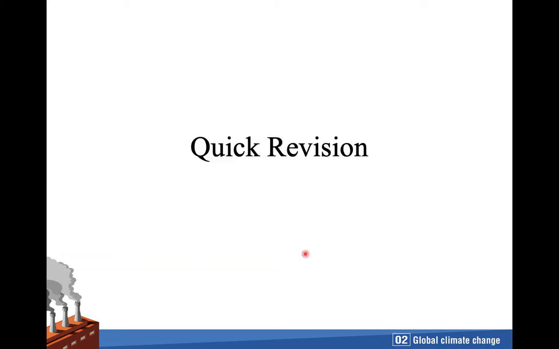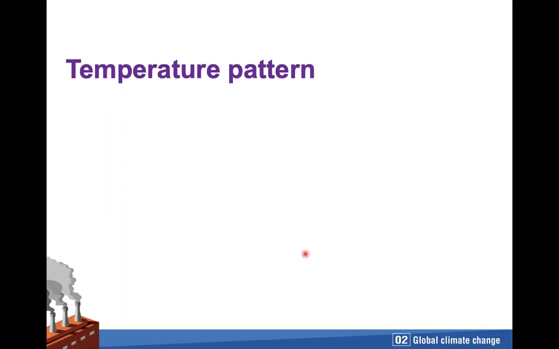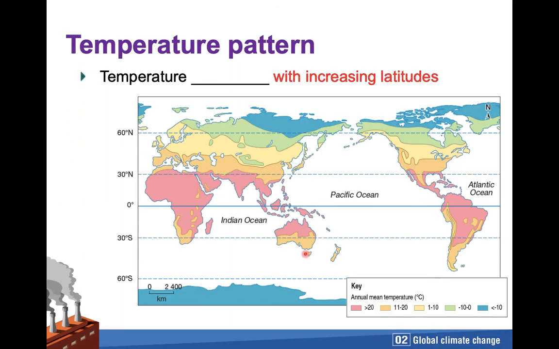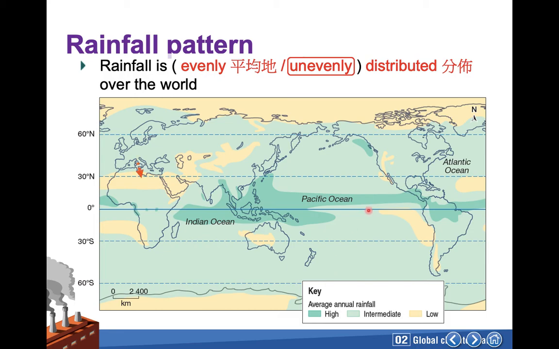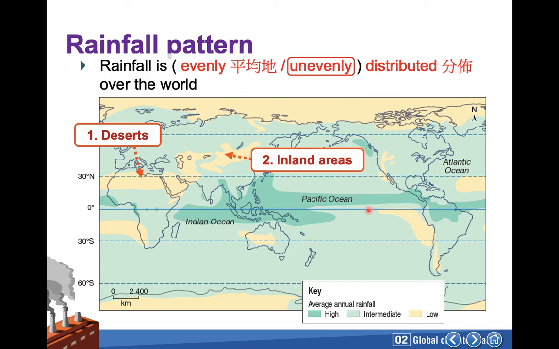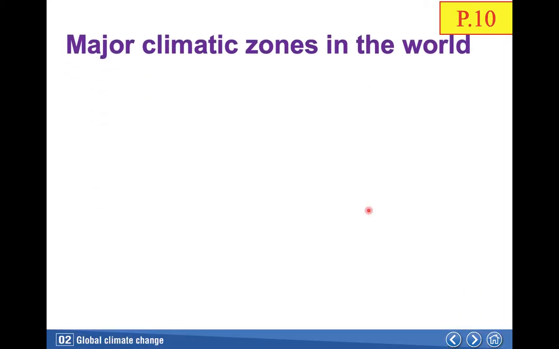So let's have a very quick revision of this lesson. For the temperature pattern, our temperature will decrease with increasing latitude towards the poles. And for the rainfall pattern, it is unevenly distributed over the world. In the desert areas, inland areas, and places with high latitudes, we have dry air, so we have low rainfall.